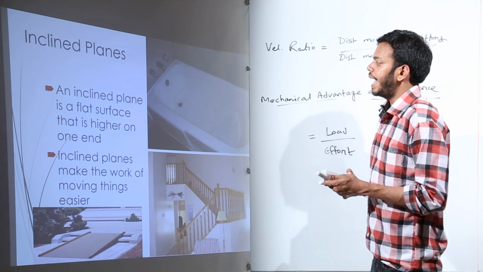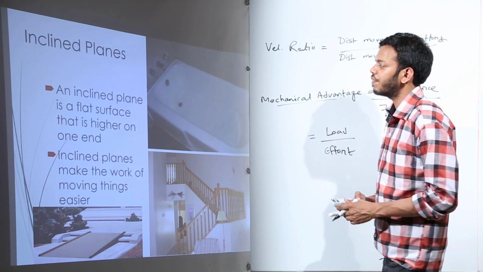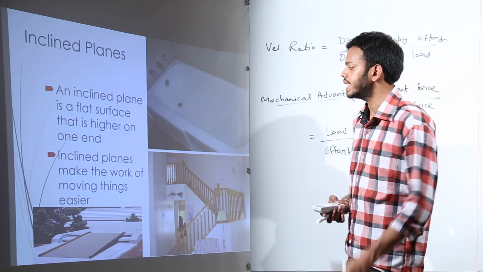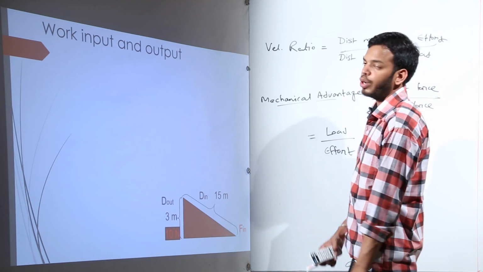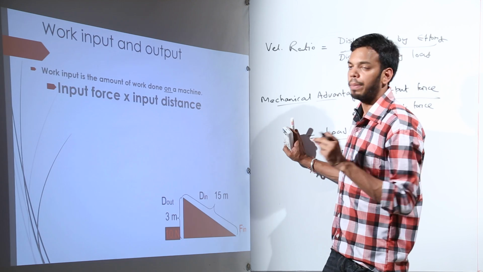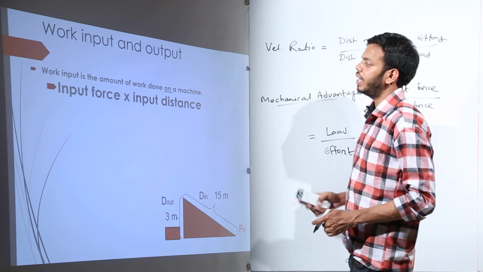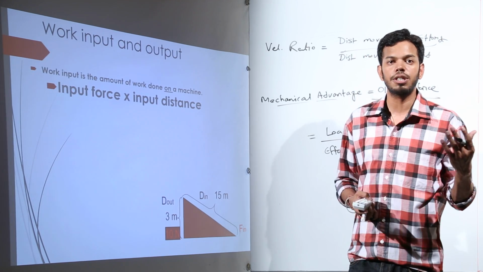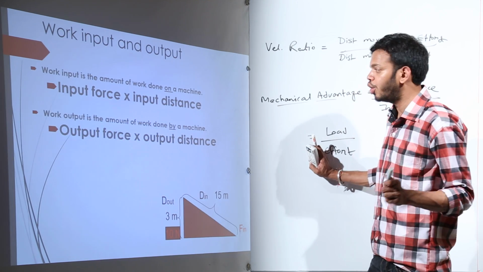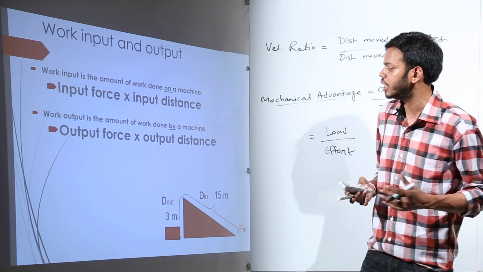Now an inclined plane is a flat surface. This is the same definition which we did in our last class. An inclined plane is a flat surface that is higher on one end. Inclined planes make the work of moving things easier. Now work input and output. For an inclined plane, work input is the amount of work done on the inclined plane, that is, on the machine. Work is force times displacement. So work input is input force times input distance, whereas work output will obviously be output force times output distance.